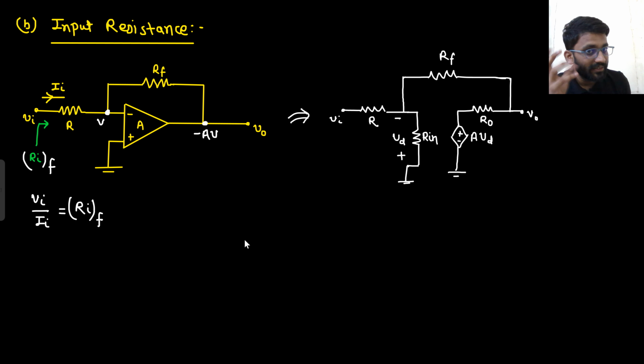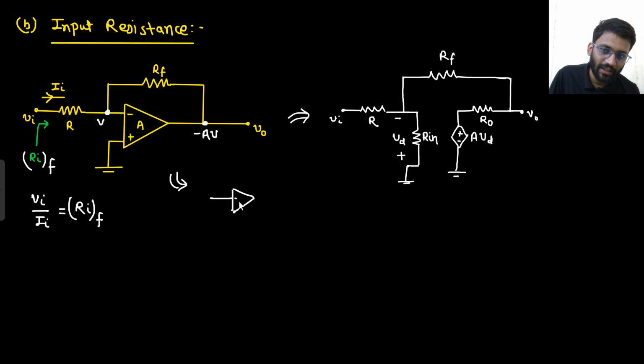Now there is something that should click in your mind. Miller's theorem. There is a node, there is an impedance. Two nodes of the impedance are at fixed potential. One is V, the other one is minus AV. So what is the scene here? What do you understand from here?